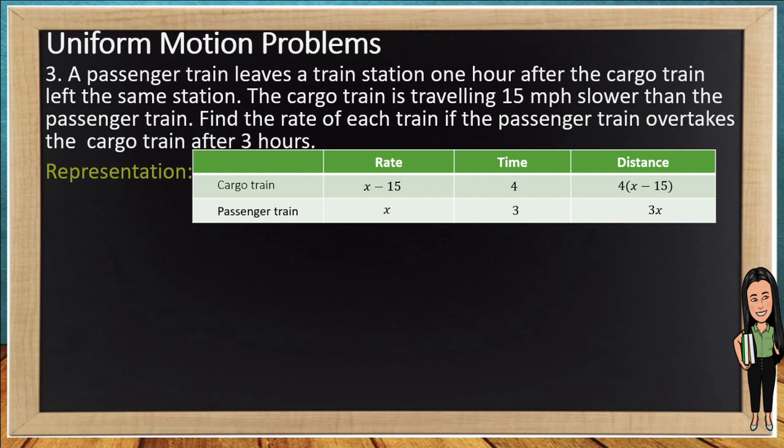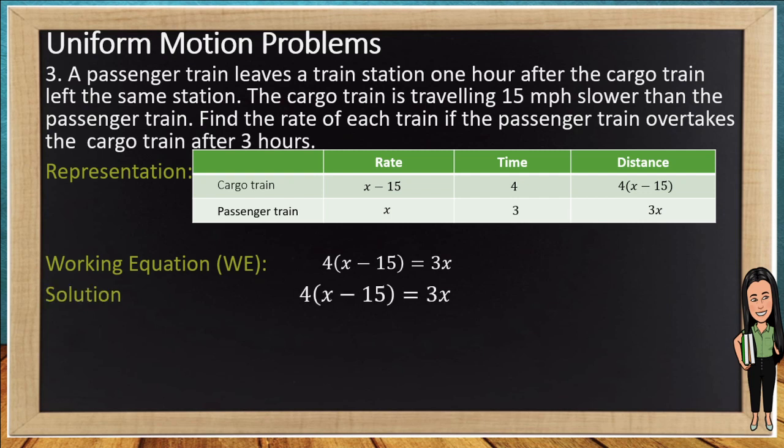Okay, and then, yun nga, the passenger train overtakes the cargo train, ibig sabihin, naging pareho na yung distance traveled nila. At dahil mas mabilis yung passenger train, ma-overtake niya na. So, i-equate natin yung distance traveled of the two. 4 times quantity x minus 15 is equal to 3x. Solve, distribute, solve for x.